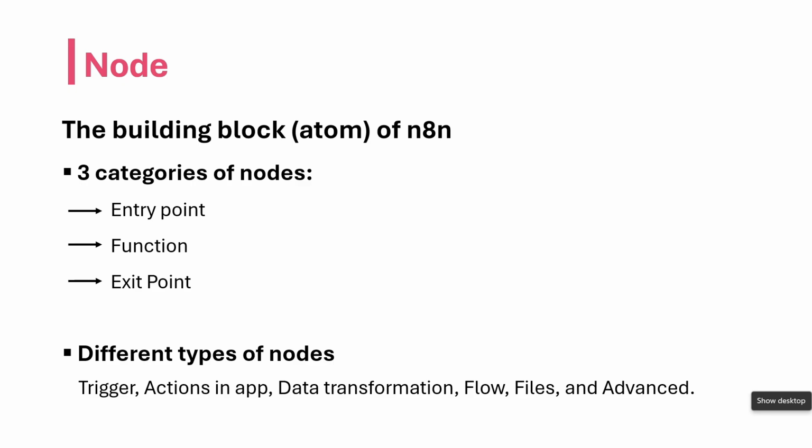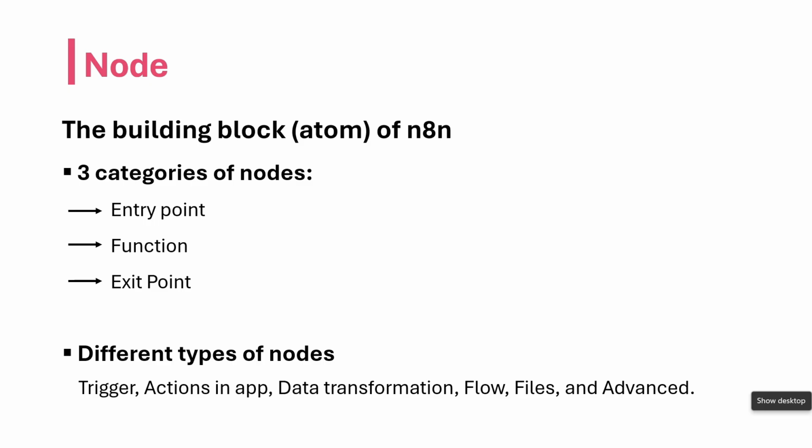Then it comes exit point nodes. Finally, it sends the data out of n8n, like sending a Slack message, writing data to Google Sheet, sending an email. These are like the delivery agents of your workflow. They ensure your final output reaches the right destination. Then there are different types of nodes. Beyond categories, nodes are also grouped by their purpose or function.